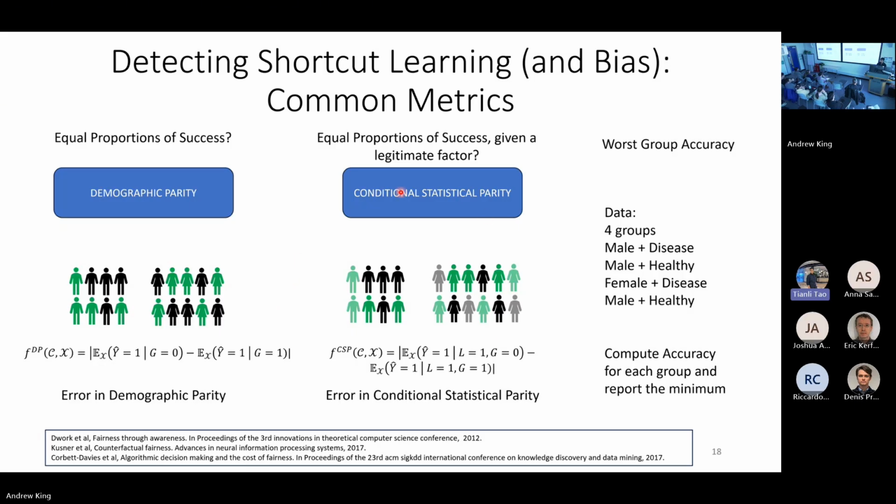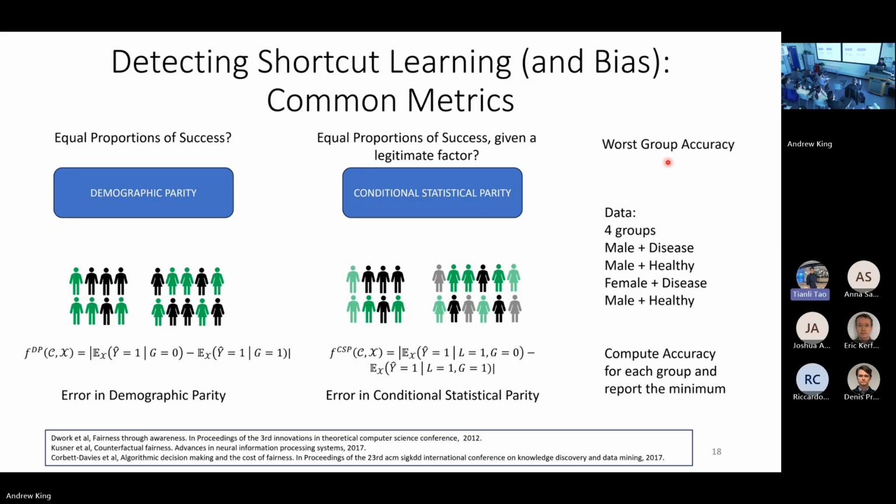And we have conditional statistical parity. In this case, we have a latent factor involved as well. So for instance, along with males and females, we have another factor, let's say how many of them are old or young, and then we consider that as well when computing fairness. So we again compute the difference in successful outcomes for these subgroups.